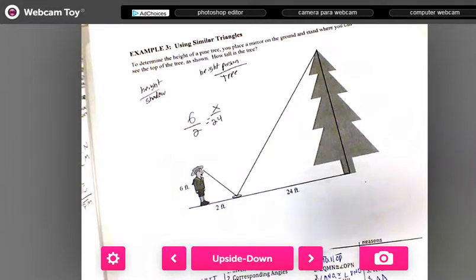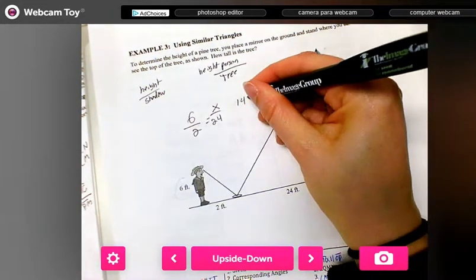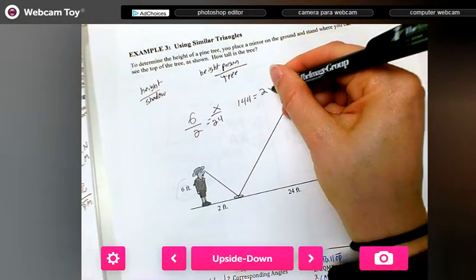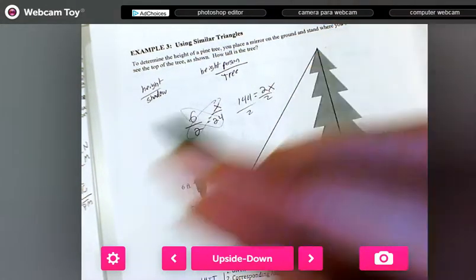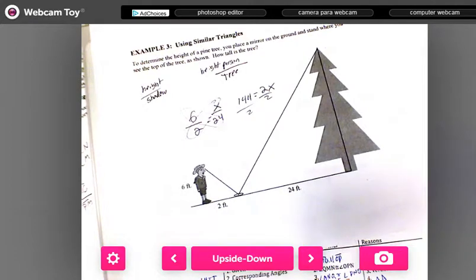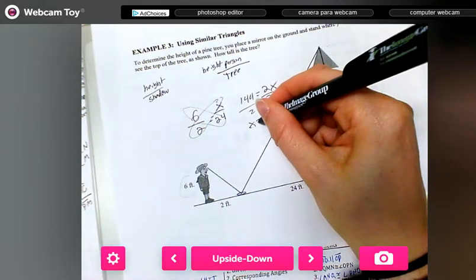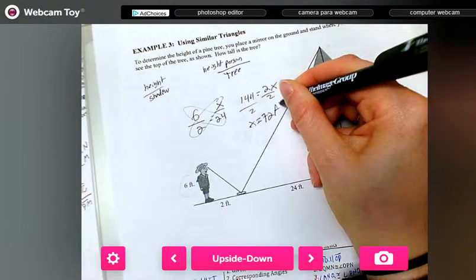Good. 6 times 24 is 144, which equals 2x, right? Cross multiply. Then I'm going to divide both sides by 2. And what does x equal? 72 feet.